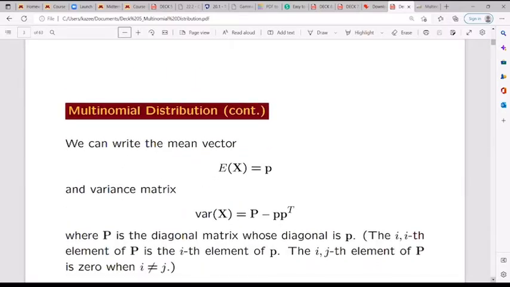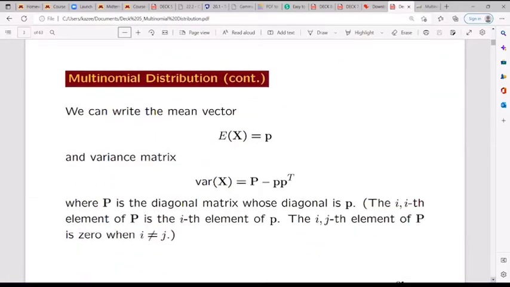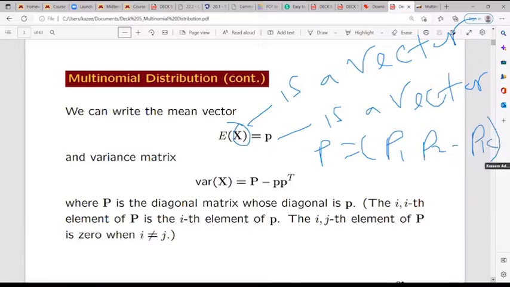Now we actually want to use this to generalize to the multinomial distribution. Here, don't forget, x is a vector. The expected value of x is going to be equal to p. P is also a vector. Don't forget, your p is actually p1, p2, until you get to pk, and your x is actually x1, x2, until you get to xk. They are vectors. You get what I mean, right?